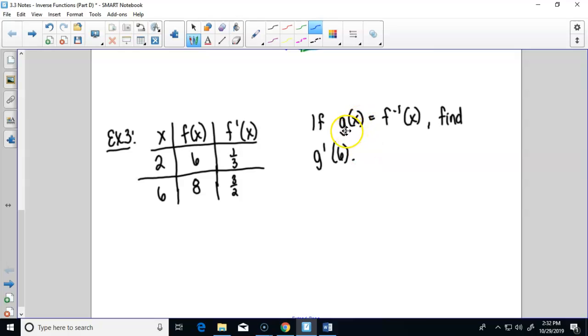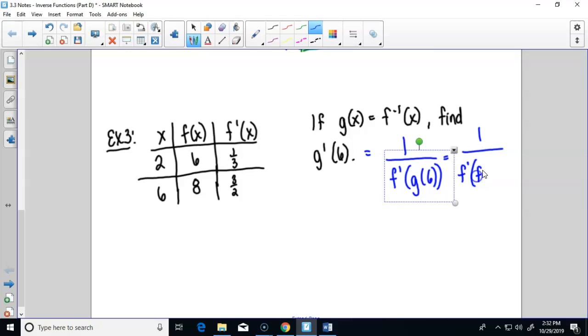So they tell us g of x equals the f inverse of x. Find g prime of 6. So in this case, we want to use our formula. We'll have 1 over, g is the inverse, so it's going to be f prime of g of 6. Or if we want to think of it this way, it's 1 over f prime of f inverse of 6.